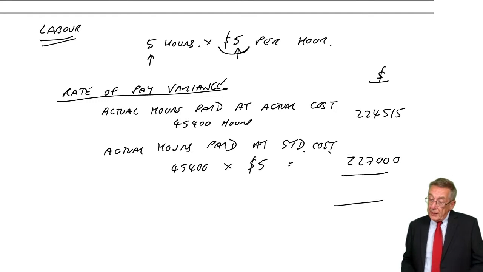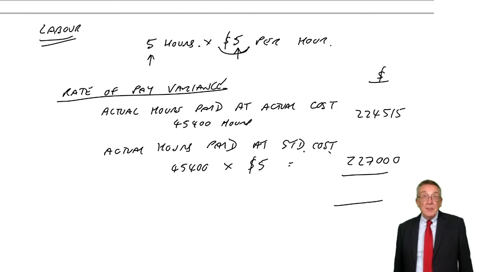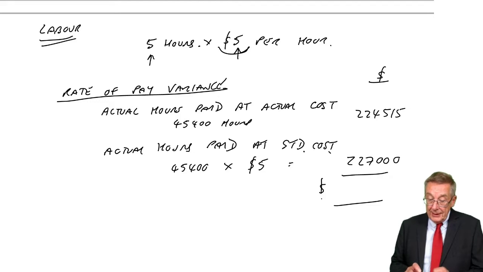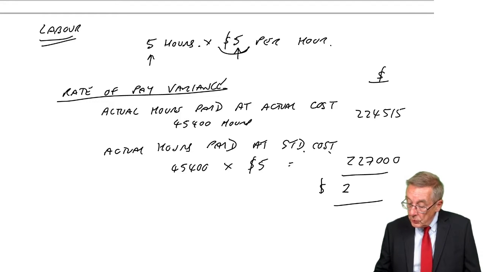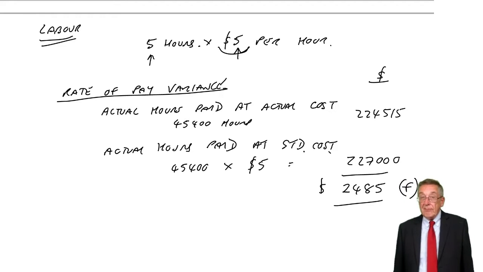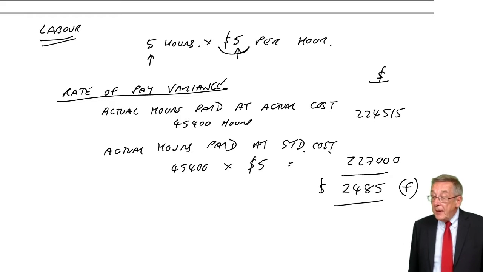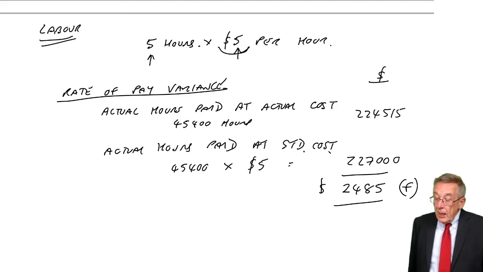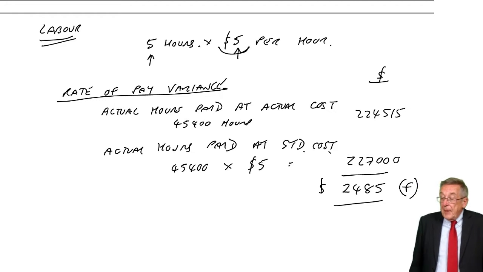And so on this we actually did quite well, surely. We paid less. We're obviously paying less than $5 an hour. And on its own, how much did that save us? 227,000 minus 224,515, 2,485. It's favourable. For the hours we paid for, we paid less than we were expecting. Okay, that's fine. So from now on, ignore the fact we paid a different rate.